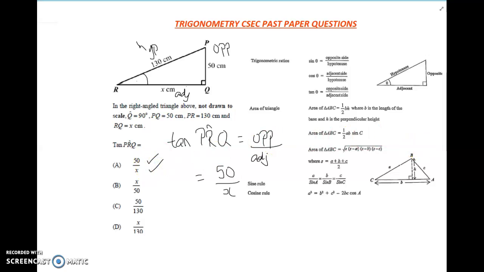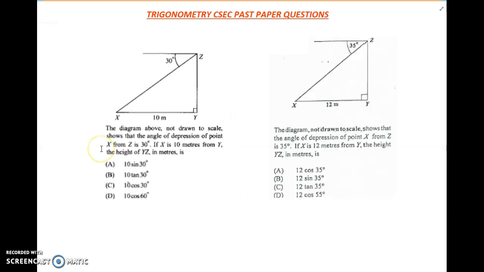My answer is A. So now, as you should know by now, when I have two questions next to each other, it's because they are very similar, right? So let's look at the one you left first. The diagram above, not drawn to scale, shows the angle of depression of a point X from Z is 30 degrees. So this angle here is the angle of depression, 30 degrees. If X is 10 meters from Y, so distance XY is 10 meters, the height YZ in meters is, so we want to find this, YZ.